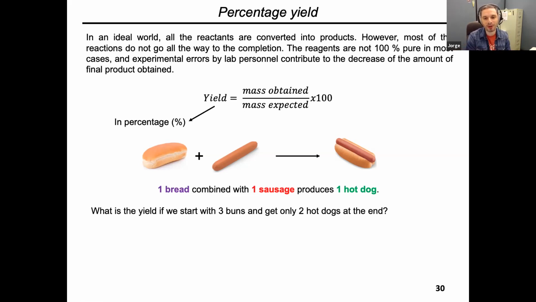And we always expect to obtain a 100% yield. The reaction goes all the way to completion. And the mass obtained is the data that you collected in the lab or the data that was provided at some point during the question. So let's start here with a very simple example.